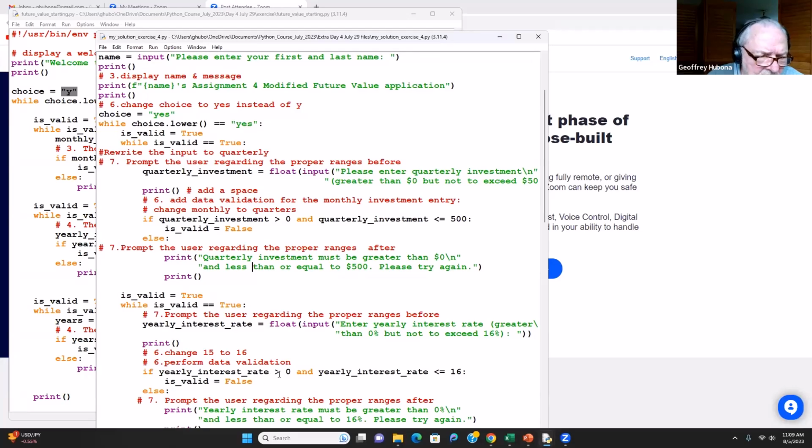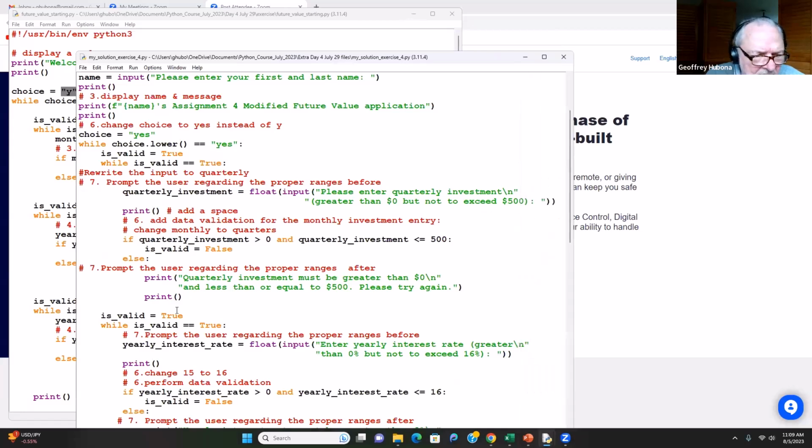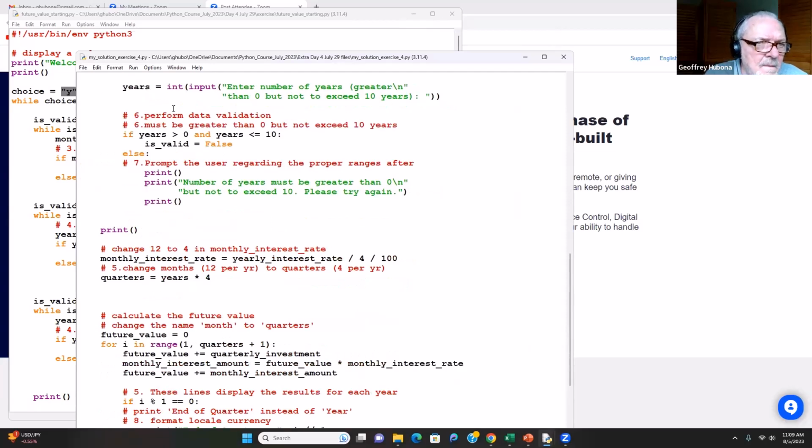But the parameters, the ranges, of course, are different. And it prompts the user before they enter something. I use floats instead of, let's see, what do they use? No, they use floats too. But I made the prompts when they're entering numbers to be more descriptive, more complete. And then you've got to change the computation in order to get it to print out quarterly.